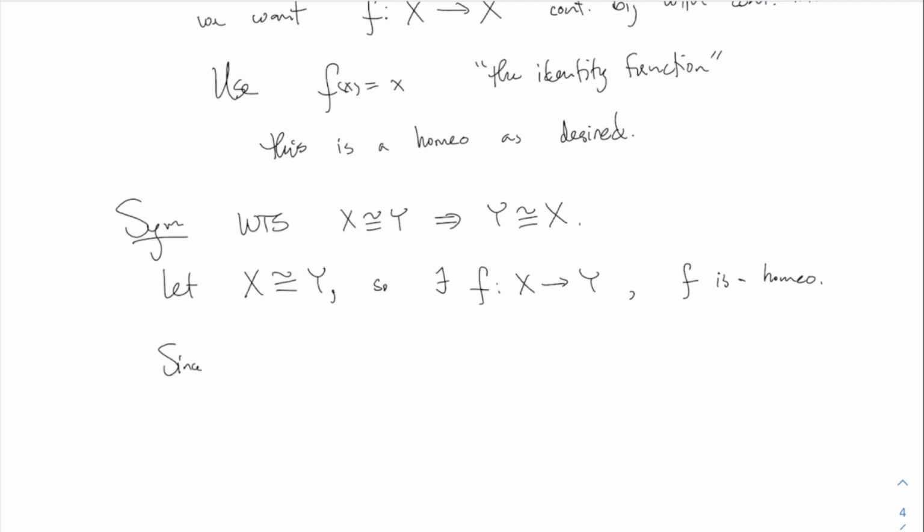So I will just say, since F is a homeomorphism, we can use F inverse, right? It's Y to X, that's the point. F inverse goes Y back to X. Is F inverse also a bijection? This is a basic fact from discrete math: if you have a bijection, the inverse is also a bijection. It is. And is the inverse also continuous? So I will just say this is a bijection.